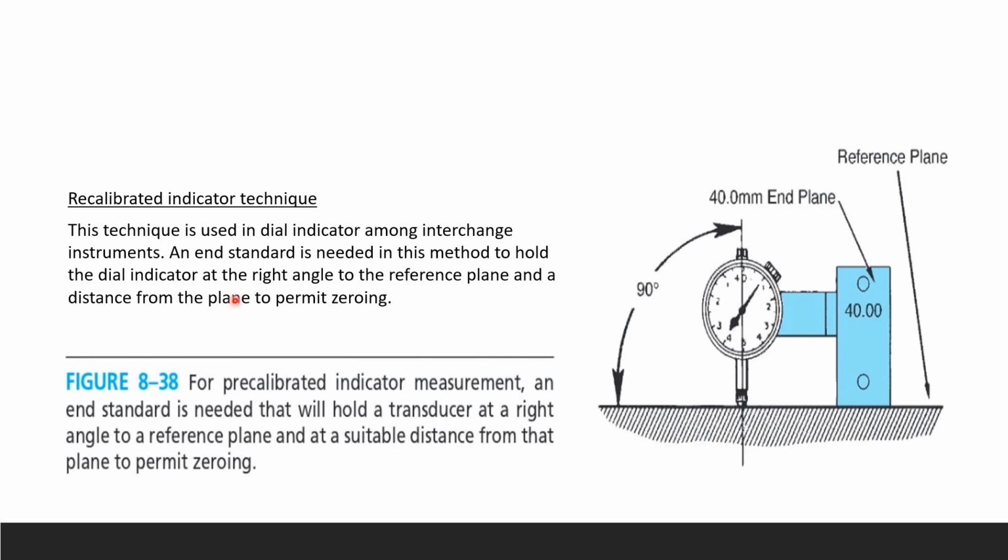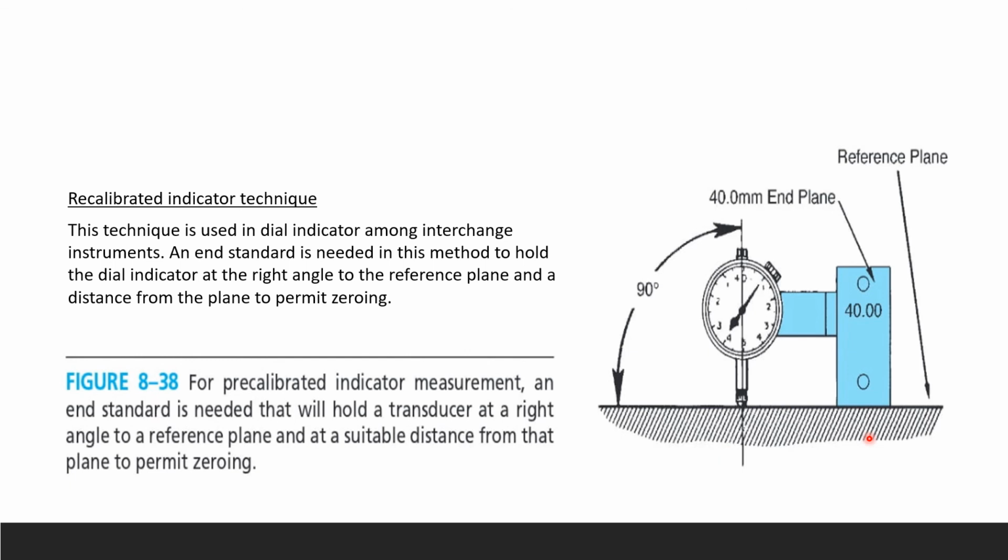Okay, so the next one is the pre-calibrated indicator technique. It's nothing but just a technique, and we use it with dial indicators and interchange instruments. Interchange instrument is nothing but an instrument following the interchange method. An end standard, again that gauge block, is needed in this method to hold the dial indicator at a right angle to the reference plane and at a distance from the plane to permit your zeroing.